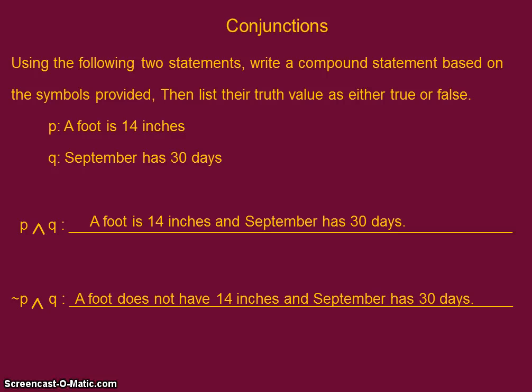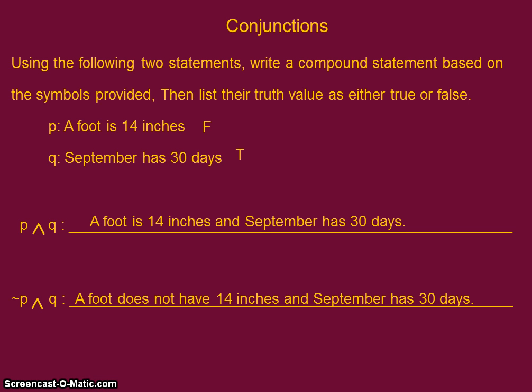Let's look at some more examples. Conjunctions. Using the following statements, write a compound statement based on the symbols provided. Then list the truth value as either true or false. We've already written the statements for you, but P is a foot is 14 inches. Q says September has 30 days. Again, first we're going to decide whether these are true or false. P says a foot is 14 inches. We know that's false. Let's mark that with an F. Q says September has 30 days. That's true. So now we can look at our conjunctions.